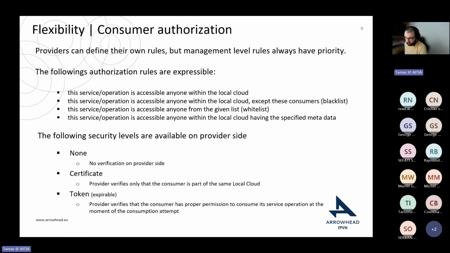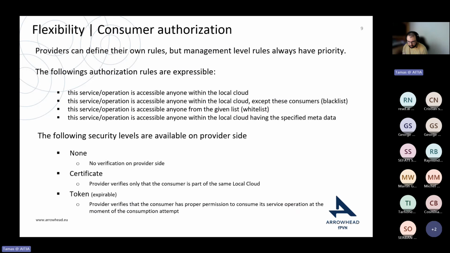You will be able to express that this service operation is accessible to anyone from the given list, so you can use a whitelist as well. And you can express also that this service operation is accessible to anyone within the local cloud who has the specified metadata. So you can describe a group of systems using metadata, and if it's matching, then it is matching the rules as well.